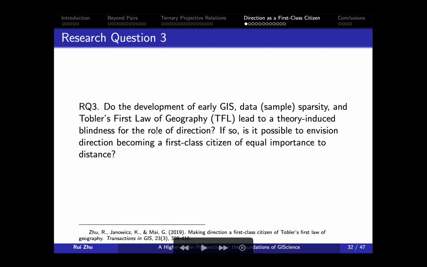If you say my research question 2 is more about qualitative directional information, my research question 3 will focus more on quantitative directional information. Specifically, the question is framed as: did the development of early GIS, data sparsity, and Tobler's first law of geography lead to a theory-induced blindness for the role of direction? If so, is it possible to envision direction becoming a first-class citizen of equal importance to distance?